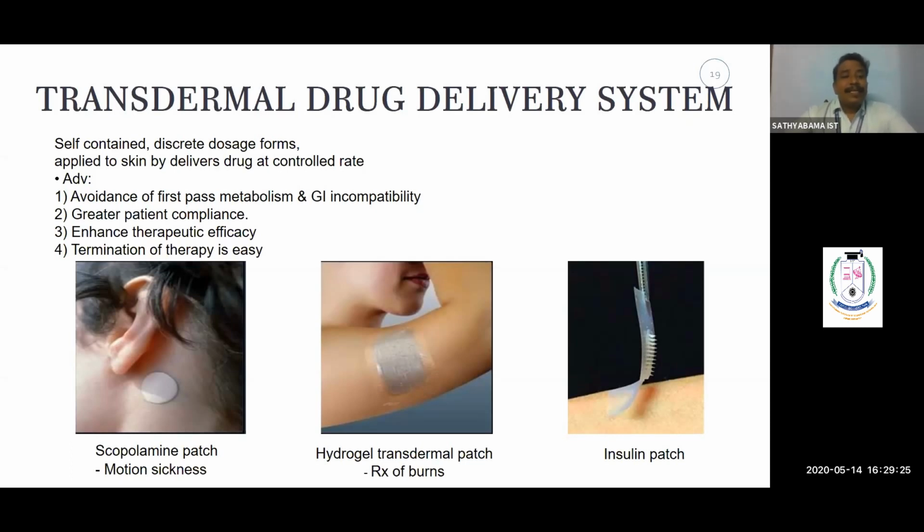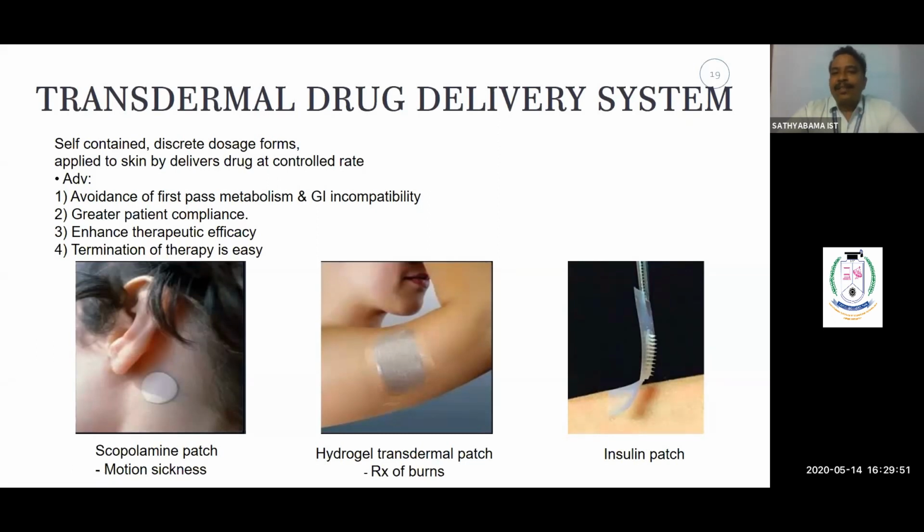Okay, they are self-contained, and it will also have discrete dosage forms. When it is applied on the surface of the skin, it will deliver the drug at a controlled rate. Okay, so what happens here is the avoidance of first pass metabolism. I told you that whenever we take up the drug, there will be a lot of loss, which will not happen in this case.